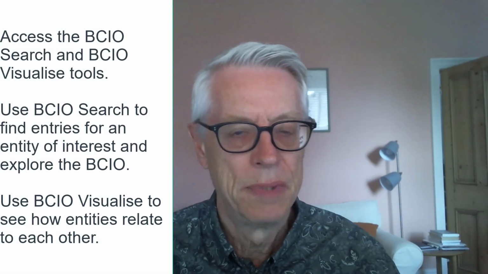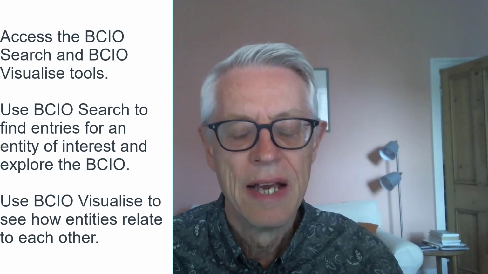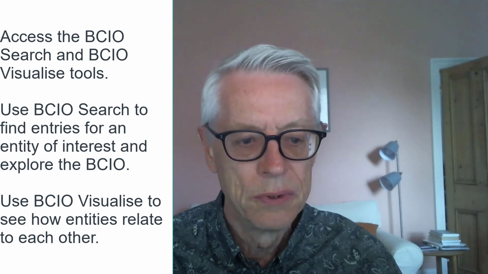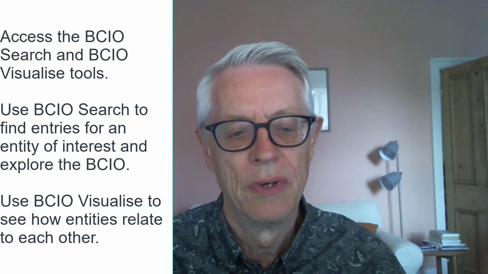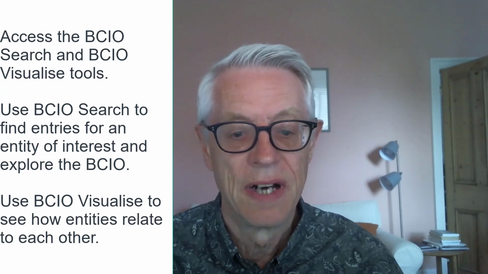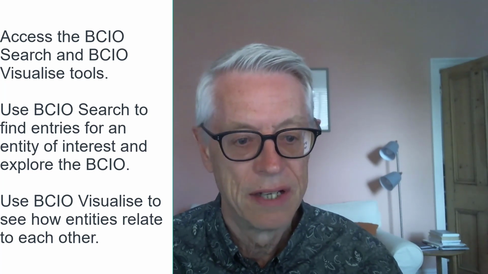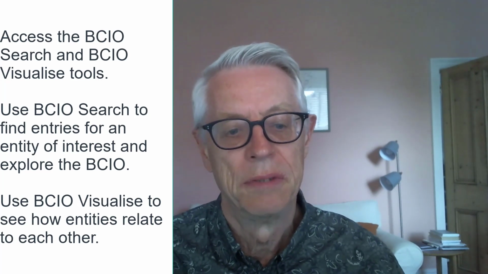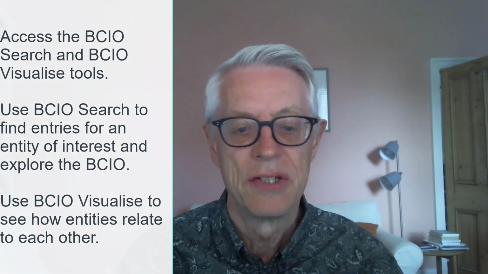And after this module, you should be able to know how to access the BCIO search website and the BCIO visualise tools. You should be able to use BCIO search to find entries for an entity that you're interested in and to explore the BCIO. And you should be able to use the BCIO visualise website to see how entities relate to each other. So let's look at our first learning objective, accessing the BCIO search and visualise tools.